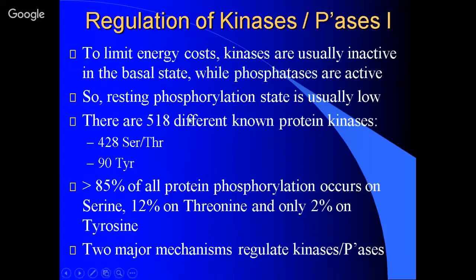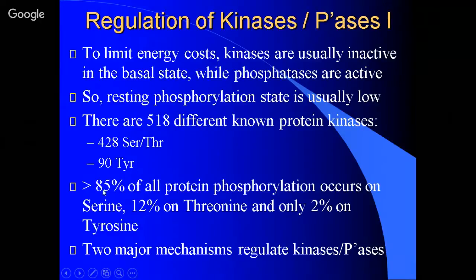Okay? There are, look at this, 518 known protein kinases. These are unique enzymes, okay? 518 different protein kinases. 428 of them phosphorylate a serine or a threonine, 90 phosphorylate tyrosine. So the bulk is on serine and threonine, and tyrosine makes up a much smaller group.